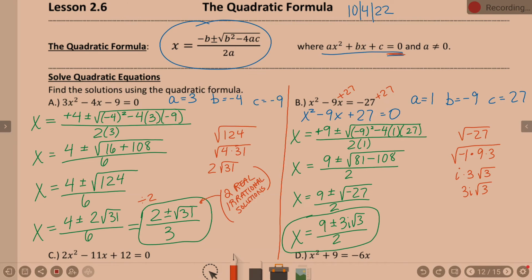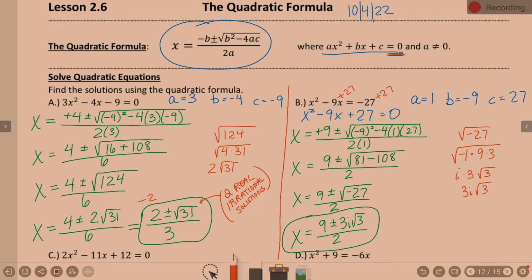Now, how many solutions do I have here? Do we still have 2? There's a plus or minus. That should be your clue. We have 2, because there's going to be 9 plus that 3i radical 3, divided by 2, and there's going to be 9 minus that radical, divided by 2. So we still have 2 solutions. Now, are these real solutions? They're imaginary solutions. So they are non-real solutions.